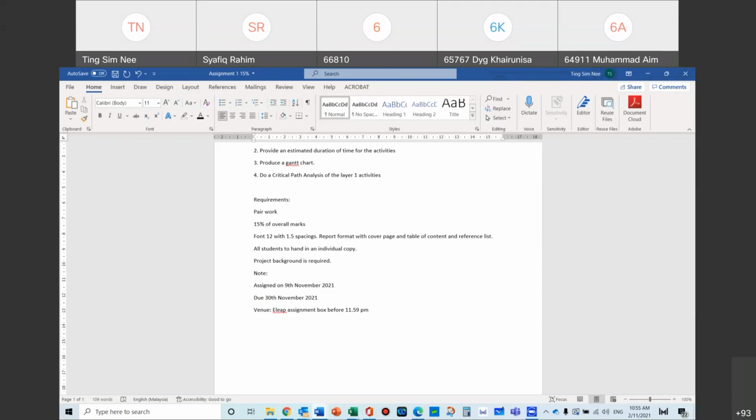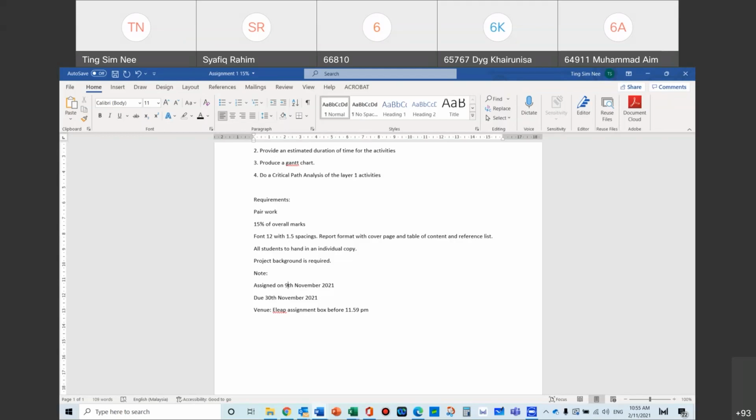Let me see how to do this. Because it's pair work, even though you do an individual copy, I'm worried that I will miss out on the other copy. Previously, what they did was one person handed in a full copy, and the other person handed in the cover sheet, so I know that you belong to the other person's group. So that could be one way of doing it.